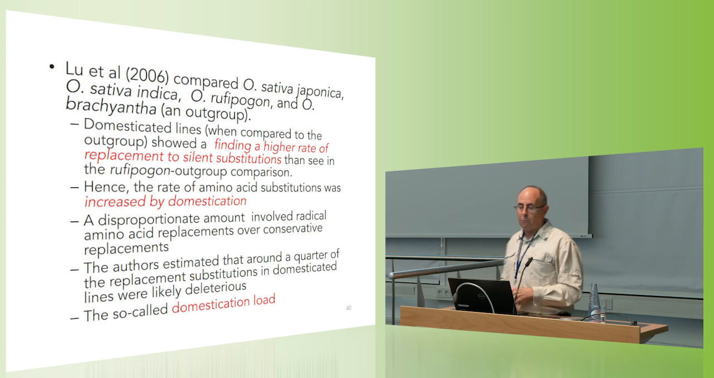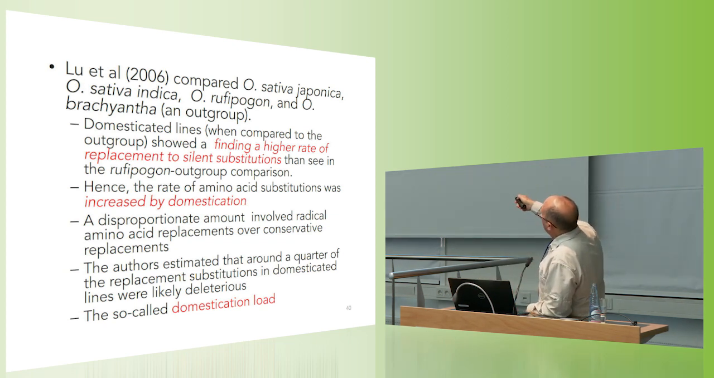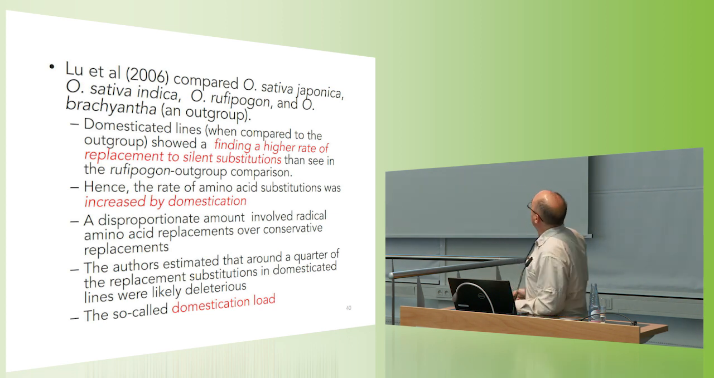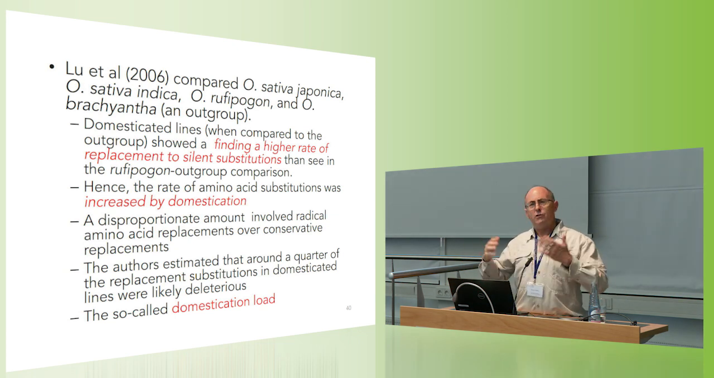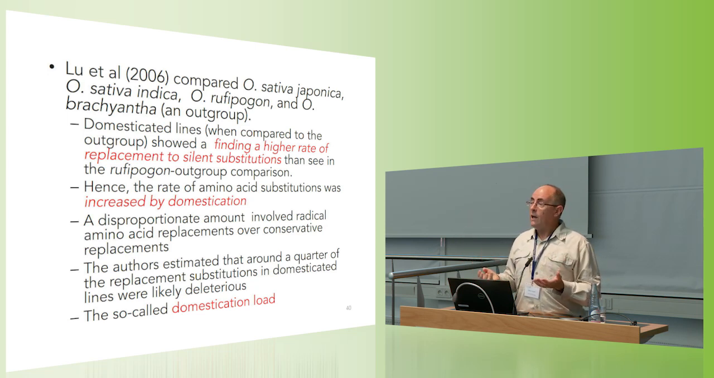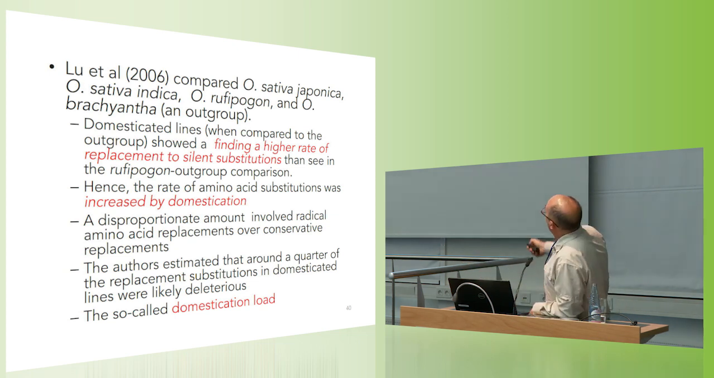And the best example of that comes from rice. A group compared Japonica and Indica with the wild ancestor and an outgroup. When you look at the wild ancestor versus the outgroup, and at either Japonica or Indica versus the outgroup, you find a higher rate of replacement, that is amino acid altering substitutions, to silent substitutions than you see for Rufipogon. So domestication has increased the rate of amino acid substitutions. Now, you might think that's just adaptive genes being driven along. Most adaptations are probably regulatory. There are examples which are clearly amino acid changes, but a lot of them aren't. So this suggests a potential signal for domestication dragging along deleterious alleles.